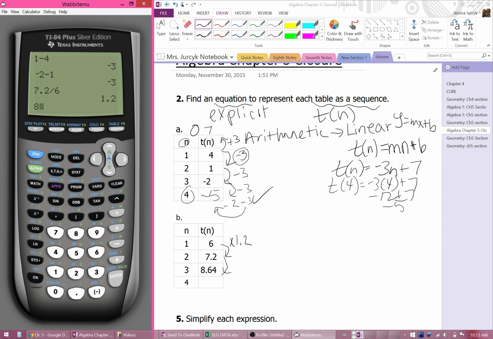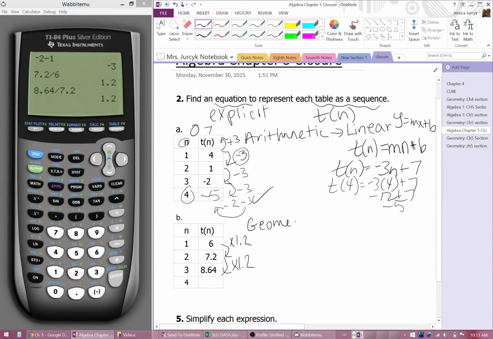Doing 8.64 divided by 0.2 equals times 1.2. Good. So, since this is geometric, you will need to remember that that is an exponential equation. So they're in the form of y equals the generator being multiplied by a certain number of times our starting value. So if we're thinking of a sequence, that's t of n equals the sequence generator times the number that we're at times the initial value.